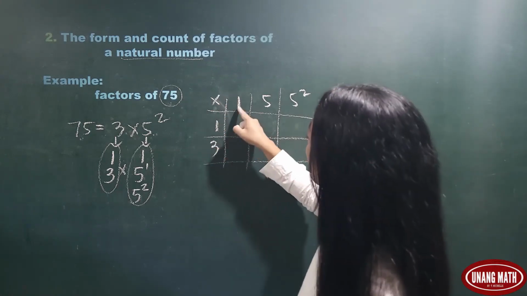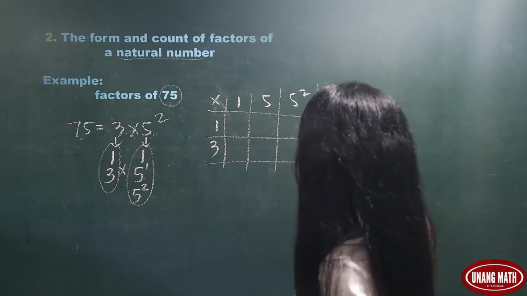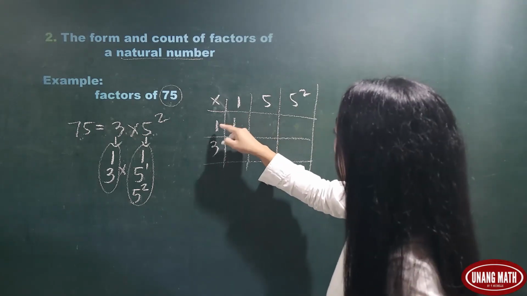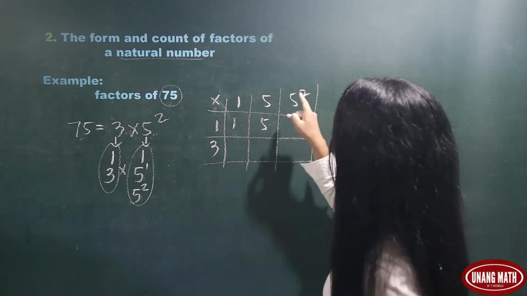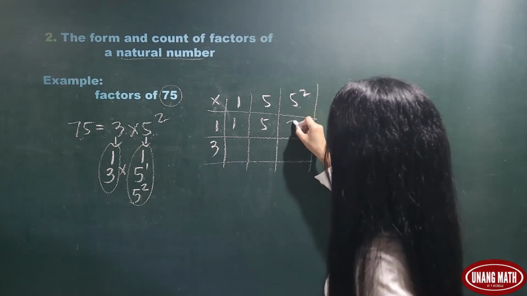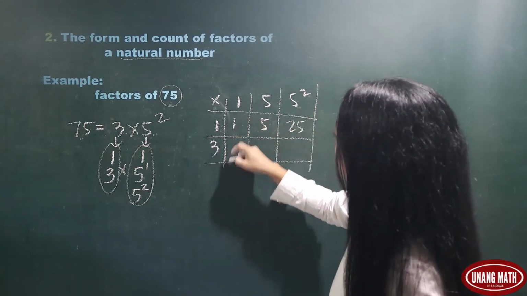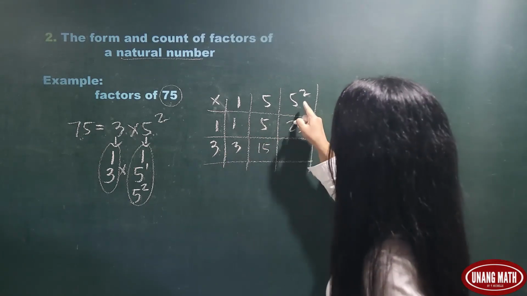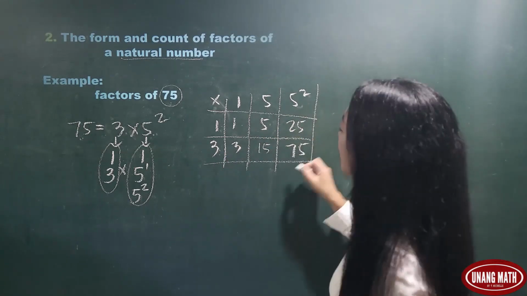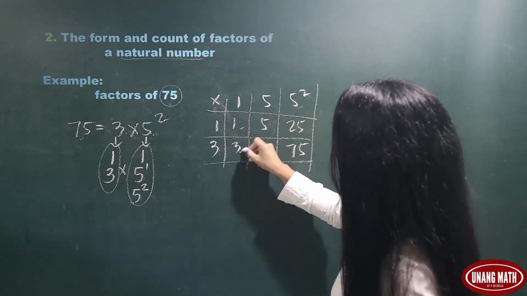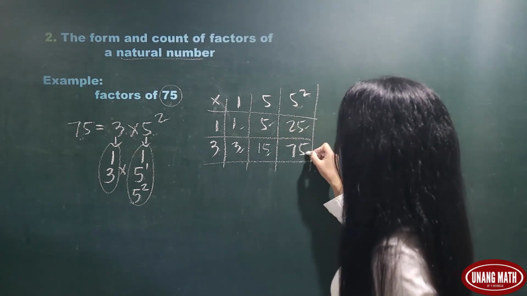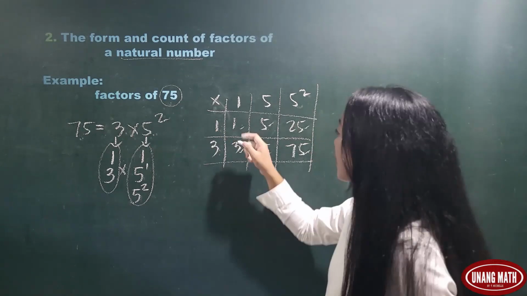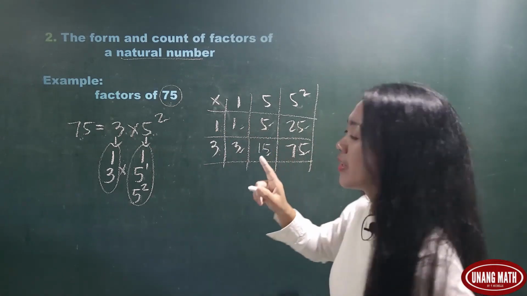So we need to multiply all these numbers to find all the factors of 75. 1 times 1 is 1, 1 times 5 is 5, 1 times 5 squared is 25. 3 times 1 is 3, 3 times 5 is 15, 3 times 25 is 75. So 1, 3, 5, 15, 25, 75. These are all the factors of 75. We got 6 factors.